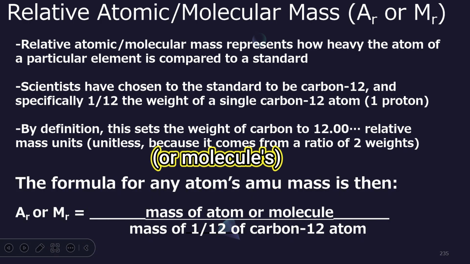So the formula for any atom's atomic mass unit mass is then AR for atoms, or MR for molecules, equals the mass of that atom or molecule divided by the mass of 1/12 of a carbon-12 atom. So you do need to know how to define AR and moles in this way, related to the carbon-12 atoms.